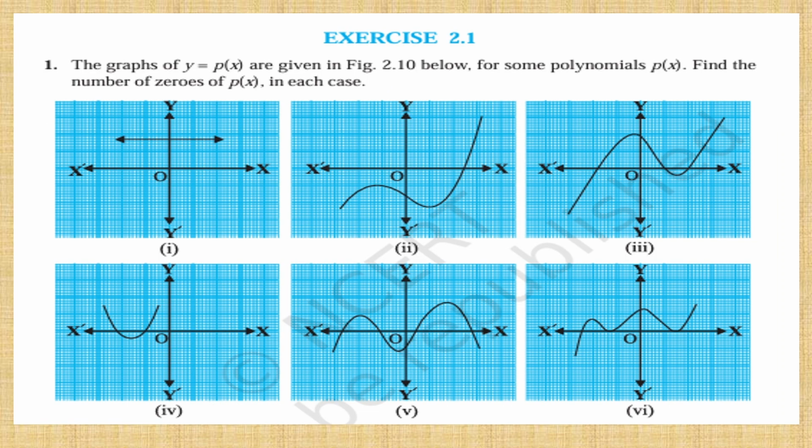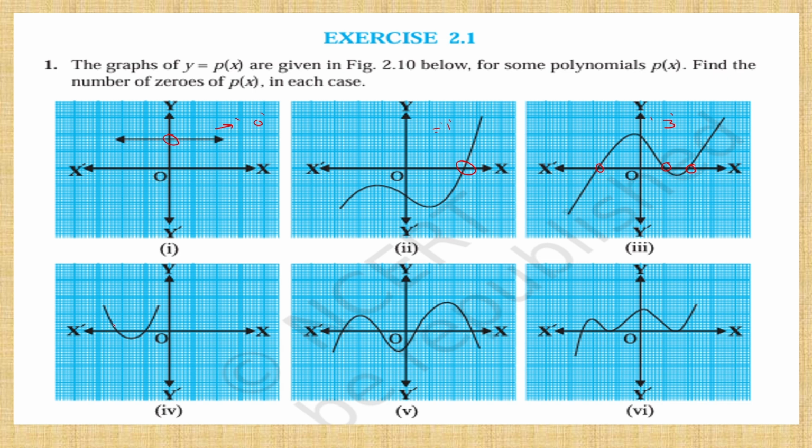Okay friends. So this is some exercise problem. Here the graph of y is equal to p of x. We see some polynomials and we need to decide the number of zeros. Okay. Here this graph does not intersect the x-axis, so number of zeros are 0. Here at 1 point it intersects, number of zeros are 1. Here 1, 2, 3, at 3 points. So number of zeros are 3.